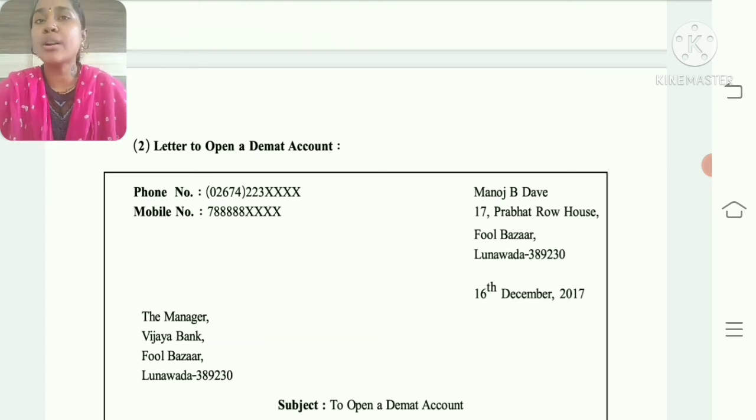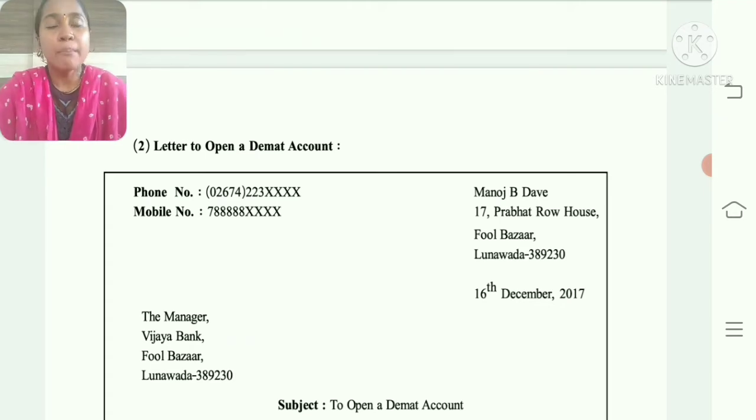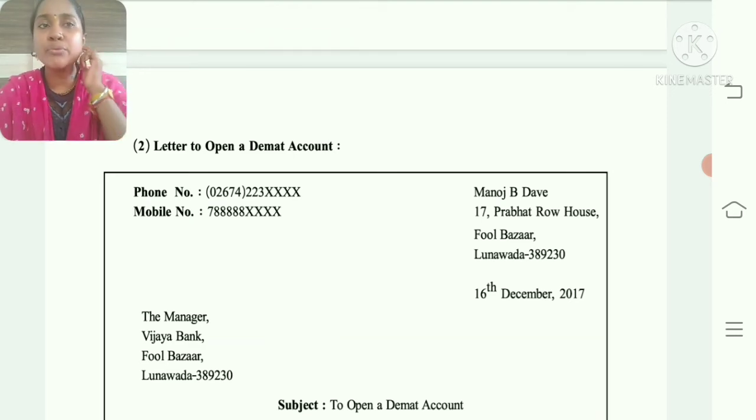After that, your address is mentioned on the left side. You know that according to the new amendment of letter writing, the address must be written on the left side. So here the address is written. Name of the person, Manoj B. Dave, but you can write your own name. Address: 7 Prabhat Row House, Full Bazaar, Lunawada, 389230, which means you have to write your full address with the pin code. After writing that, you compulsorily have to mention the date.